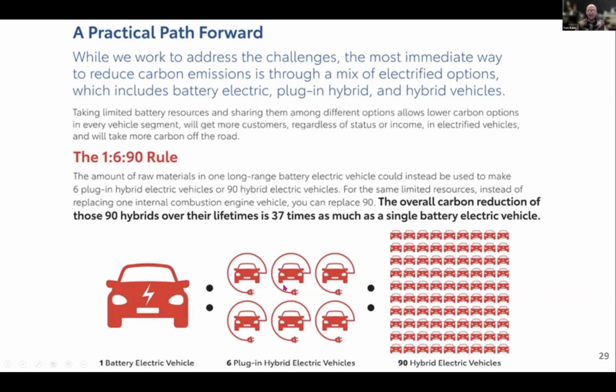Again, you can fall back on your internal combustion engine, but the whole idea is to have a bigger battery, so you can go a lot more without having to burn gas. And this, of course, has to be all electric, all battery. Here's the key thing. The overall carbon reduction of these 90 hybrids over their lifetimes is 37 times as much as a single electric battery vehicle. Keep that in mind. I'm going to show you why that's important.